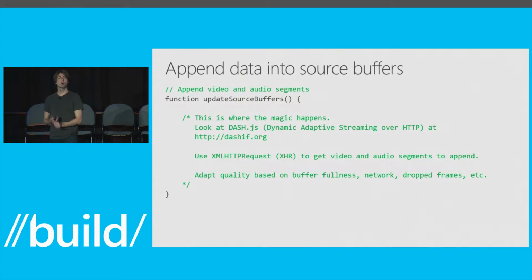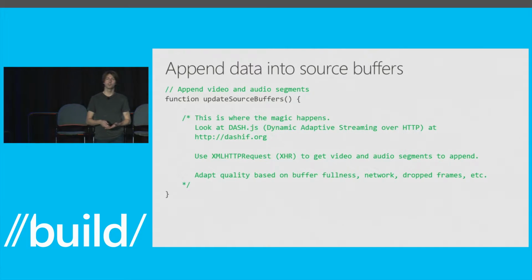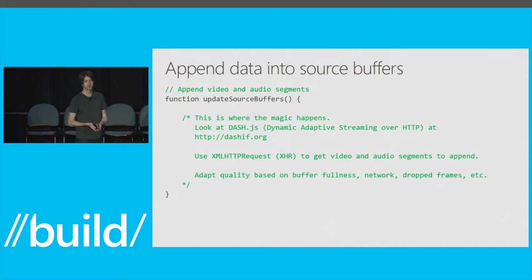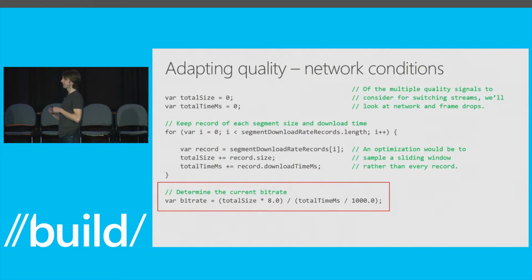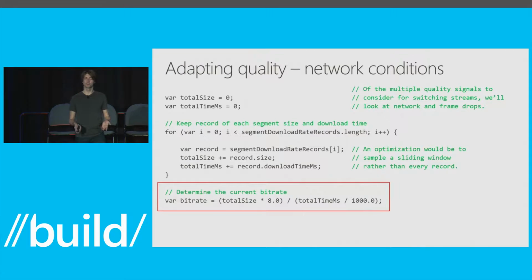This is where you monitor some quality signals. For example, you'll take a look at your buffer depth and make sure that you're not starving your buffer so that the video stops and shows the spinny donut. You monitor the quality of service, whether you have frame drops, things like that. You monitor the network conditions. And you use XML HTTP request, XHR, in order to go fetch segments, in order to put them into the media source buffers. So here's an example. I'm going to show you two signals that you can use to adapt the quality. One is looking at the network conditions. This is pretty straightforward.